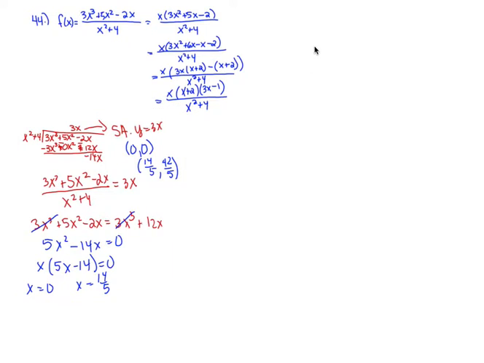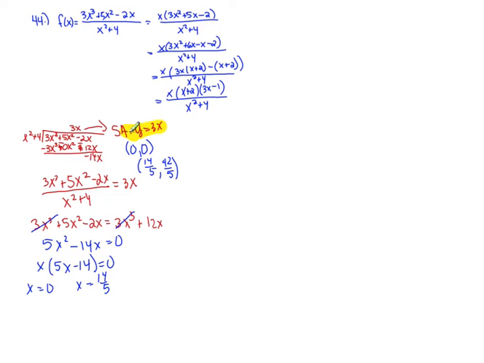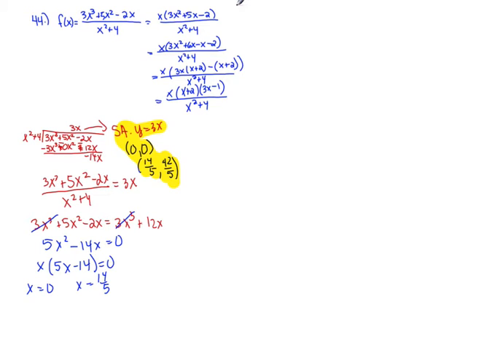All right, so far I know there's a slant asymptote. It is at y equals 3x. Maybe I'll highlight that. That might be nice. And I know that it crosses at 0, 0, and 14 fifths, 42 fifths. Now, to move forward, I need to know some more things. There is no vertical asymptote because my denominator is never equal to 0.